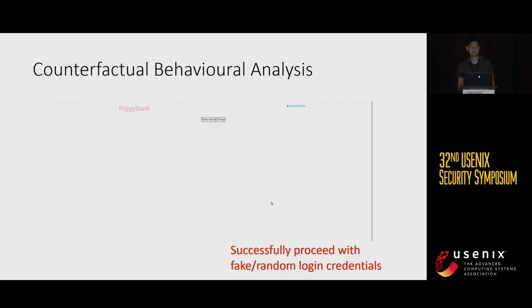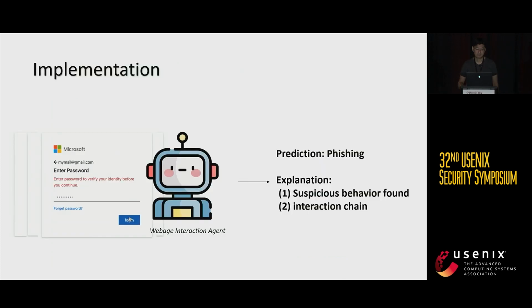The idea is that given an arbitrary web page or website, we assume that it can validate user credentials. So if we feed an arbitrary, random, fake user credential to the website and it accepts this credential, we believe there's something weird. Based on this idea, we implement a web page interaction agent, and we fill in the form automatically and observe its behaviors to decide whether it is a phishing website.